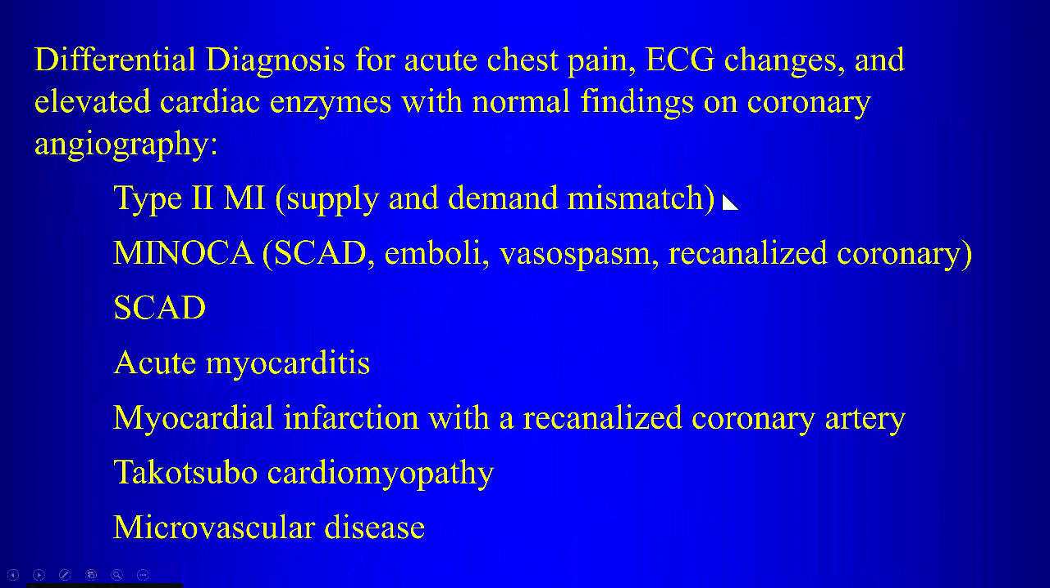Okay. The differential diagnosis for acute chest pain, ECG changes, elevated enzymes, and normal findings on coronary angiography. Type 2 MI, that's a supply and demand mismatch, where the problem is there's a high demand and not enough supply, but it's not coronary artery disease. Myocardial infarction with non-obstructive coronary arteries.